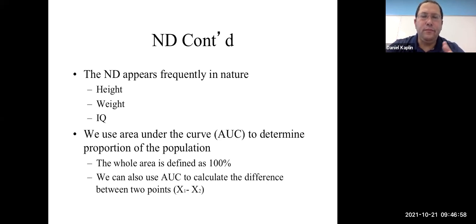Now, we also need to understand the concept of area under the curve. Area under the curve is the percent of the population that falls between 2 points. And when we talk about a normal distribution, we usually use a reference point from the mean. Now, let me just go up to the board and show you some certain principles.